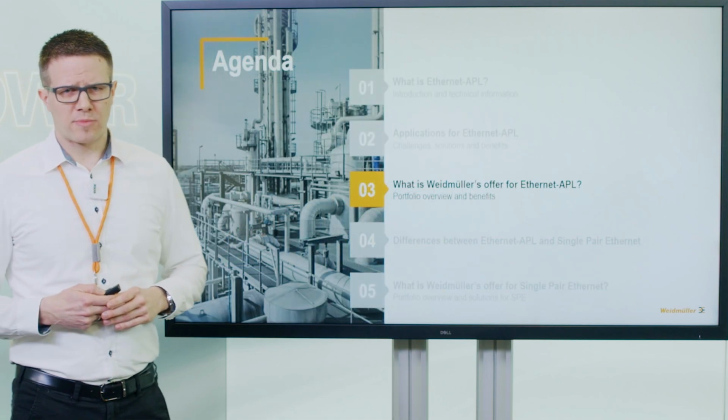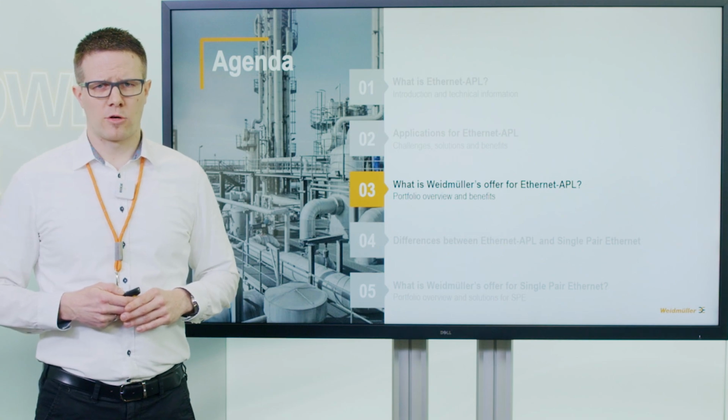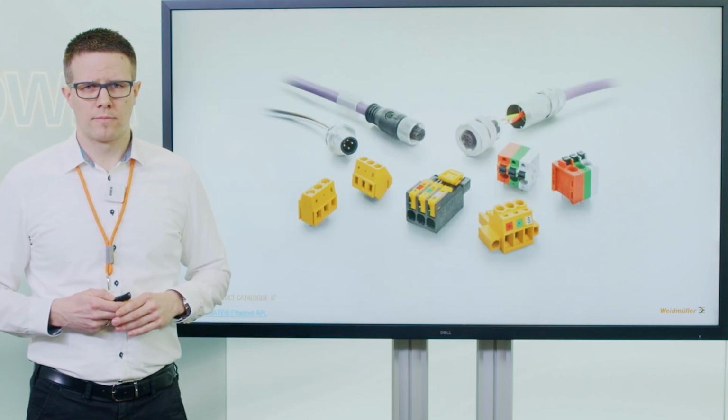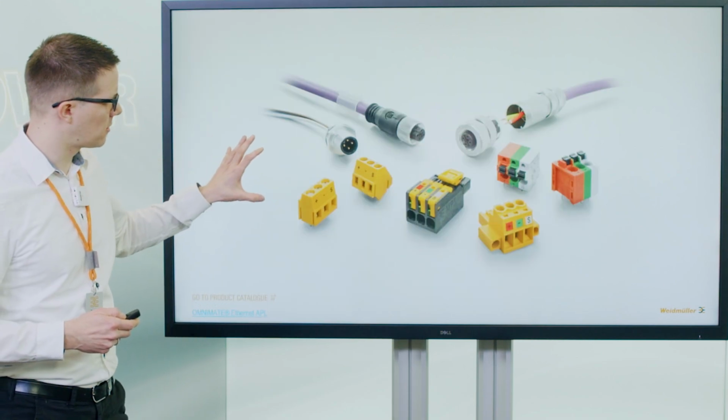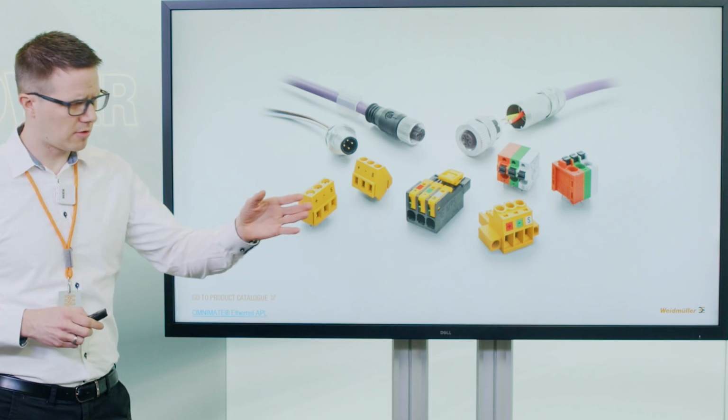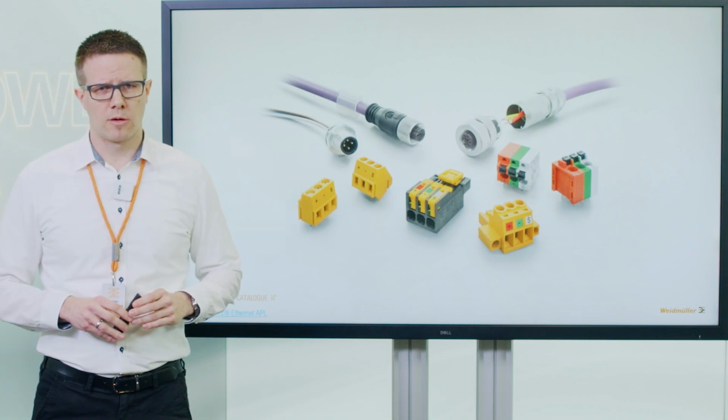So in the next chapter, I would say, let's have a look into the Weidmüller offer for Ethernet-APL. We can see it here on the picture, but I would suggest let's go to the table over there and I will demonstrate it more precisely to you.